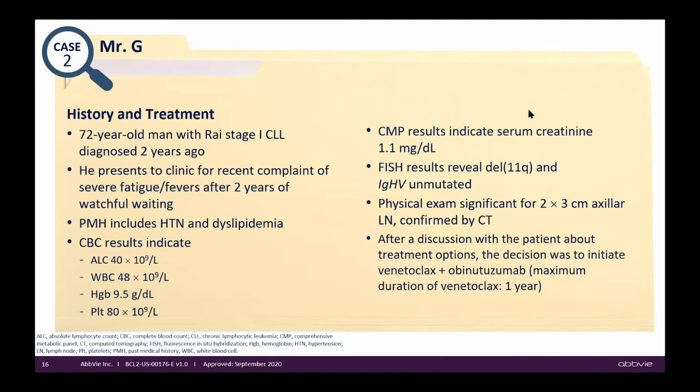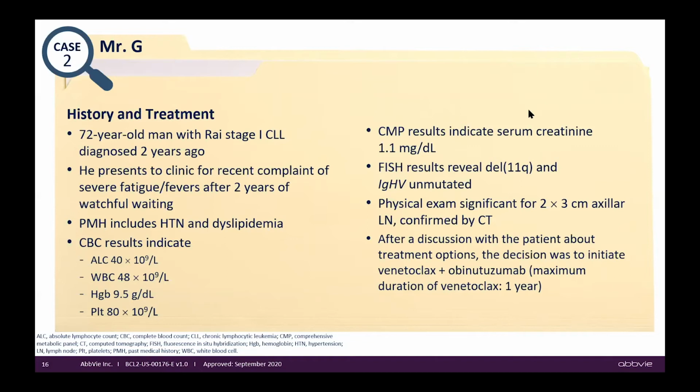So, and this leads us into our second case. Mr. G is a 72-year-old male with stage 1 CLL, diagnosed 2 years prior. After 2 years of watchful waiting, he presents to clinic complaining of recent severe fatigue and fevers. Relevant past medical history includes hypertension, dyslipidemia. CBC reveals an ALC of 40, WBC of 48, hemoglobin 9.5, platelets 80. His CMP reveals a creatinine of 1.1. FISH reveals a deletion 11q, and he is IGHV unmutated.